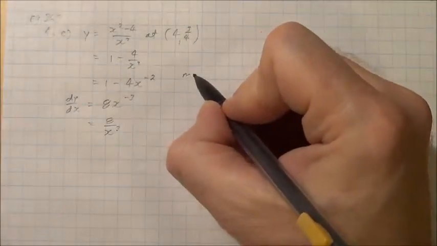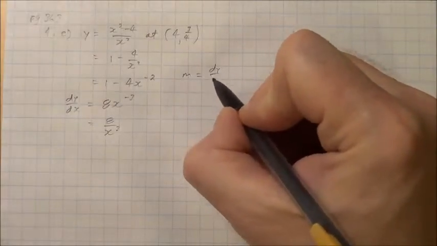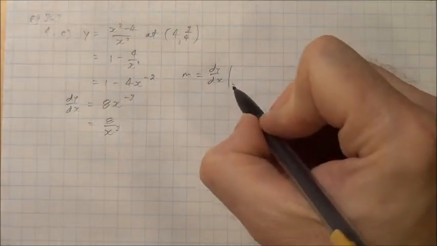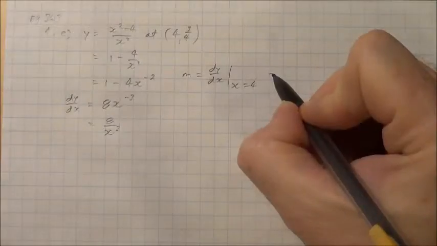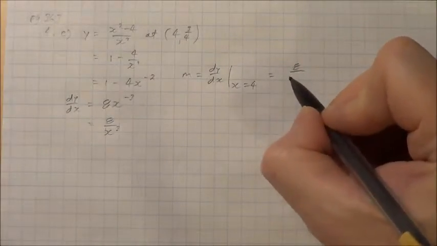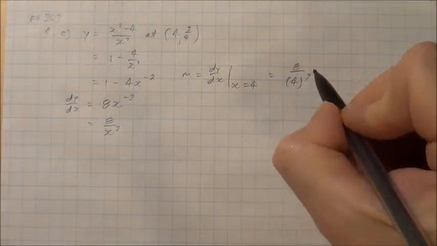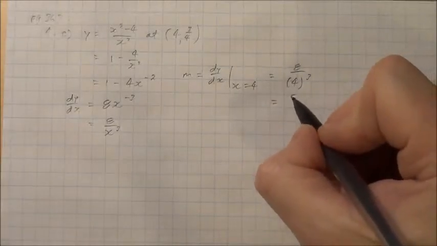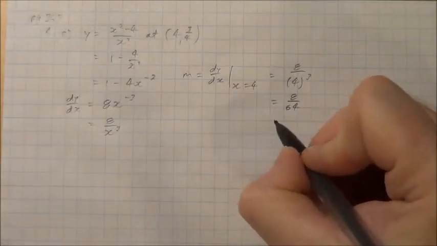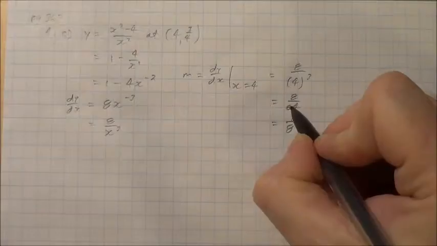And then when I determine the gradient, I evaluate the derivative at x equals 4, which gives me 8 over 4 cubed, which is 8 over 64, which gives me 1 over 8.